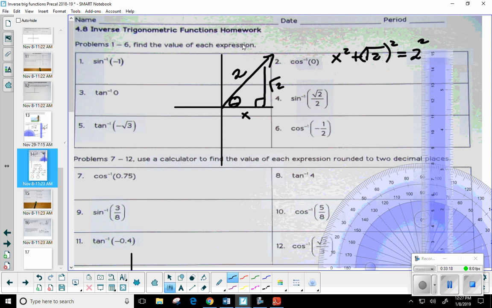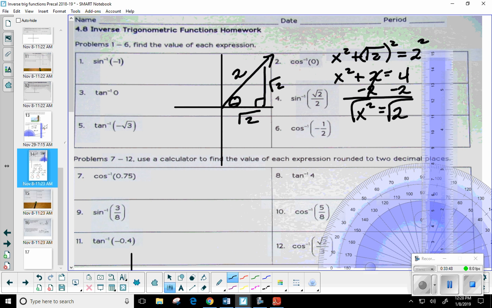Okay. Well, what happens when I square a square root again? Cancels. So this would be x squared plus 2 equals 2 squared? 4. Now what? Okay, subtract this 2. Those cancel, so x squared equals 2. And how do I get x from x squared? There you go. So this missing side length is the square root of 2.